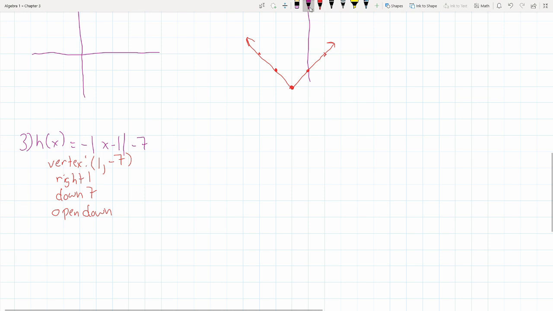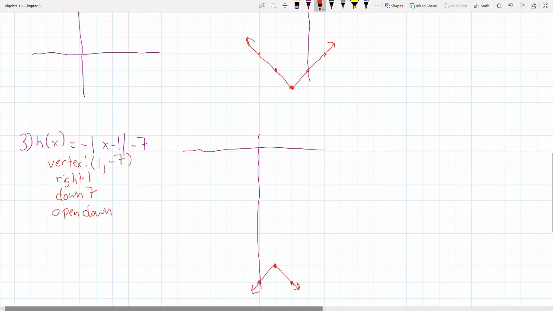So the way that this one graphs, I'm going to have to make a big graph for this. So right 1, down 7, oops, wrong color. 1, 2, 3, 4, 5, 6, 7. Instead of opening up like the other ones, we're going to go down, like so. Yep. And let's do a couple more examples.